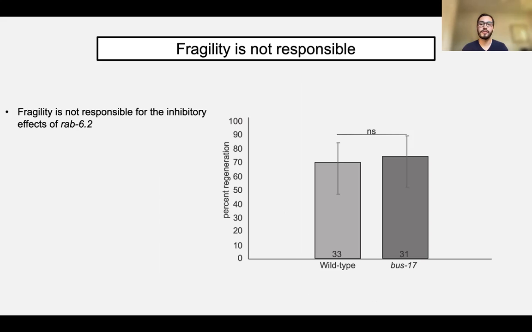So one of the first questions I asked was, is fragility responsible for the inhibitory effects of RAB 6.2? And the way I went about answering this question is by testing regeneration of a gene called BUS17, which exhibits identical skin fragility issues when mutated. And I found that BUS17 mutants did not have different regeneration levels to wild type, or animals with a functional copy of BUS17, indicating that fragility is not responsible for the inhibitory effects of RAB 6.2.